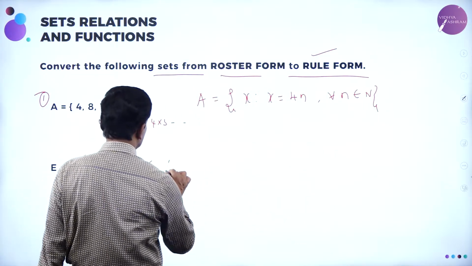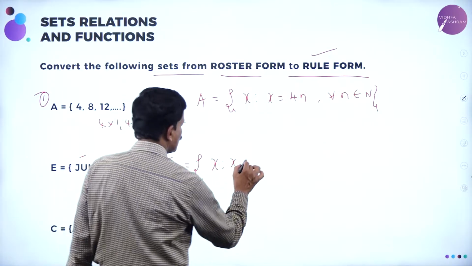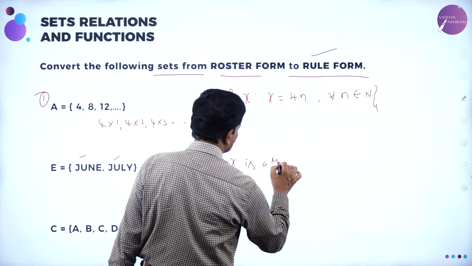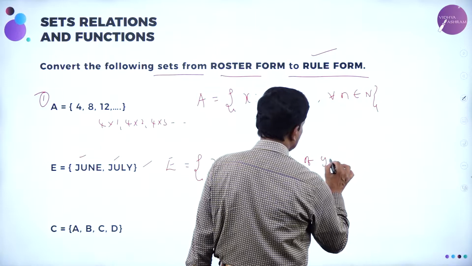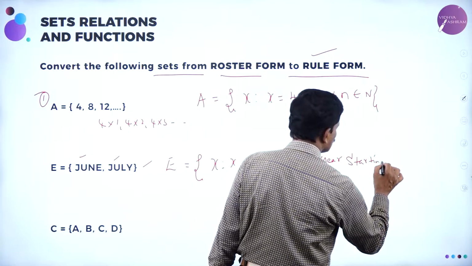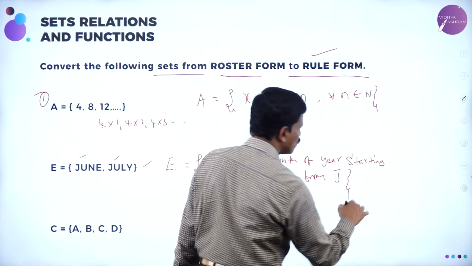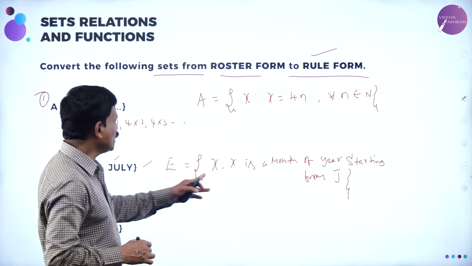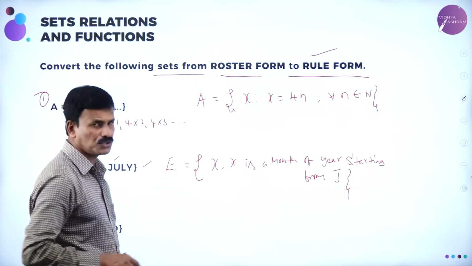The statement can be written as E is equal to {x such that x is a month of the year, starting from J}. That's all. So the names of the months of the year that start from J are June and July.